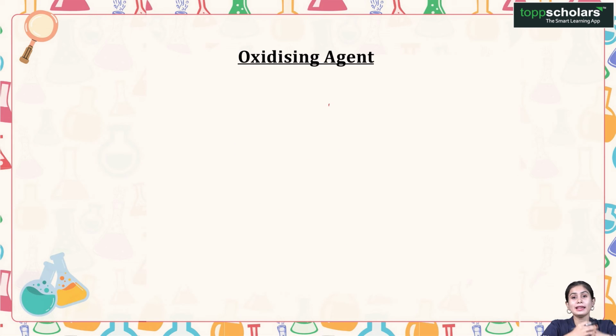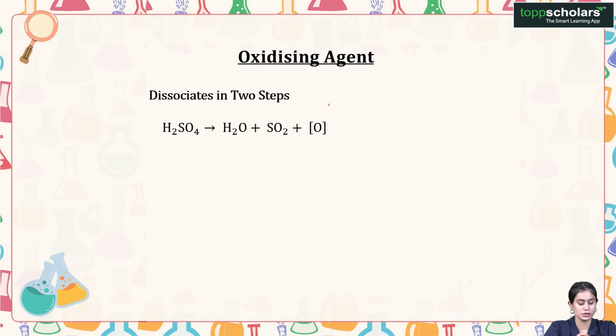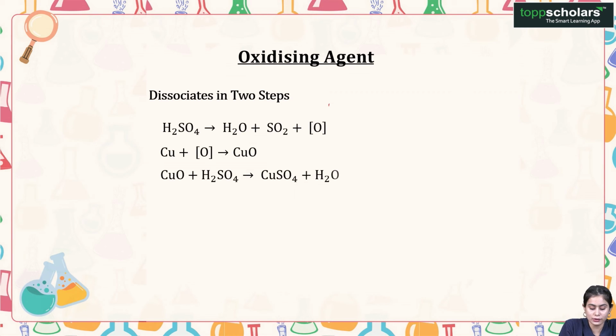Now let's see how sulfuric acid acts as a very strong oxidizing agent. Again we have a dissociation in 2 steps, very important. Let's just review it quickly. H2SO4 gives H2O plus SO2 plus O, nascent oxygen, and this is why it is a very strong oxidizing agent. Can you see that? Then let's take one metal, Cu plus O. Cu plus this O will give you CuO, copper oxide. So it has got oxidized. Can you see that? CuO and excess H2SO4 will give you copper sulfate plus H2O.